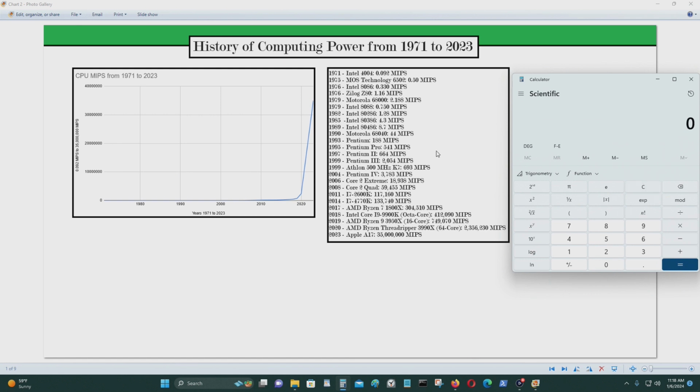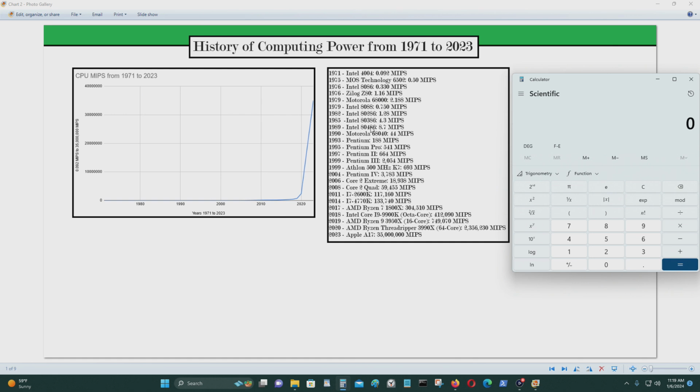1975, we had the MOS Technology 6502 CPU, which was capable of 0.5 MIPS, about 500,000 instructions per second. 1976, well, I guess we'll start from here, Zilog Z80, 1.16 million instructions per second. And we'll go to 1985, the 386 at 4.3 million instructions per second. 1990, Motorola 68040 at 44 million.